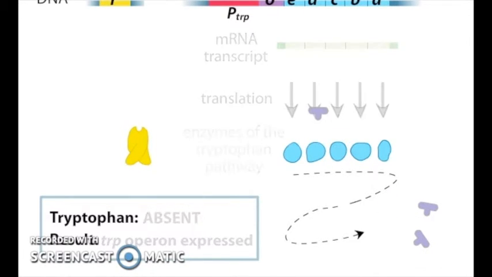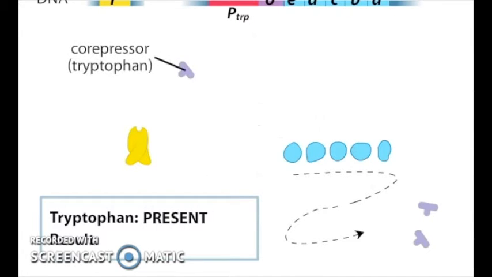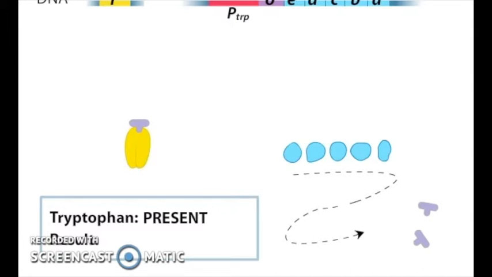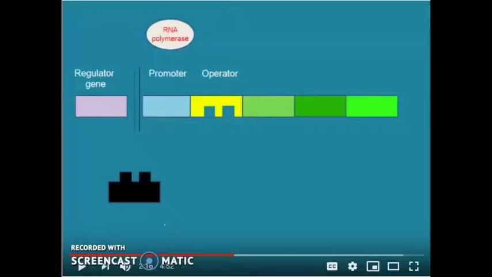When there is a sufficient amount of tryptophan, the molecule will act as a co-repressor, binding to the inactive repressor, causing a change in shape and making it active. This then will bind to the operator. This will prevent RNA polymerase from transcribing.